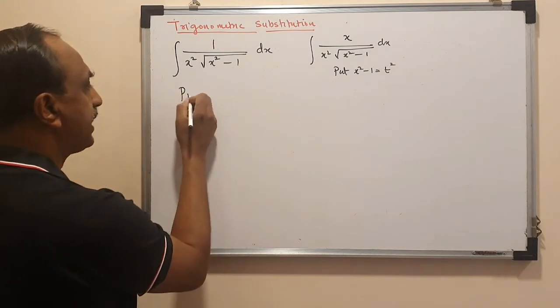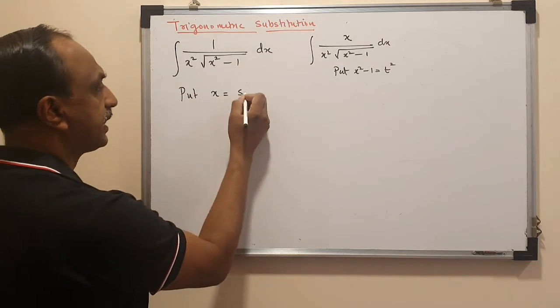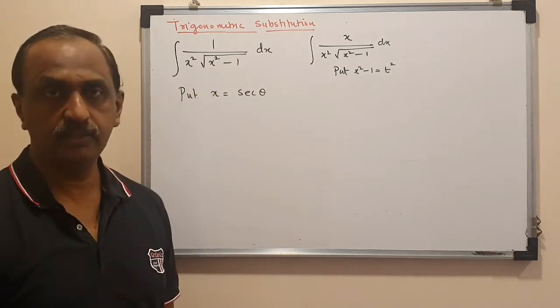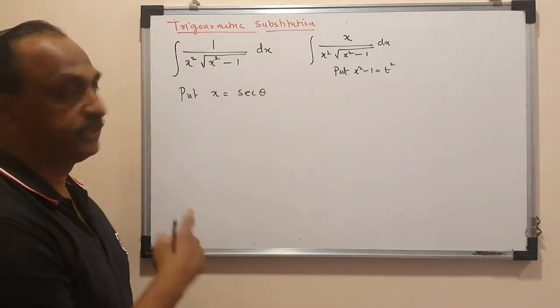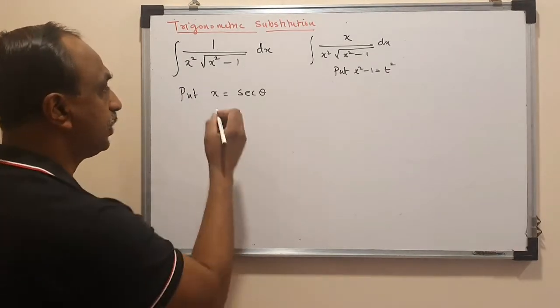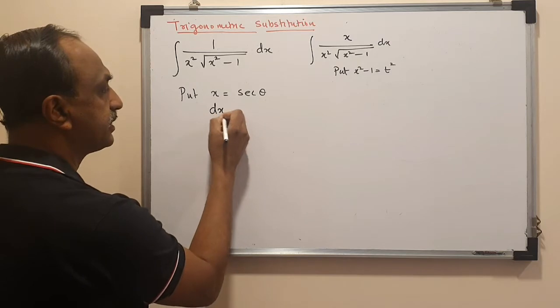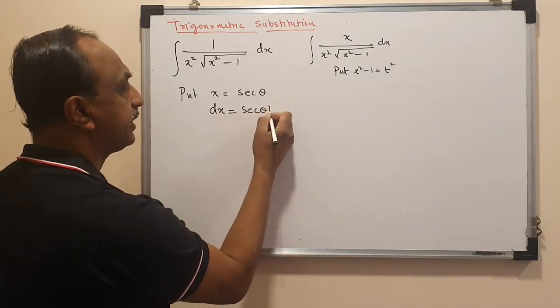So if I put x as sec theta, this will become sec square theta minus 1, which will turn to tan theta. So then I will be able to integrate it. So let's have a look at how we go about this. When you take the derivative, dx is sec theta tan theta d theta.